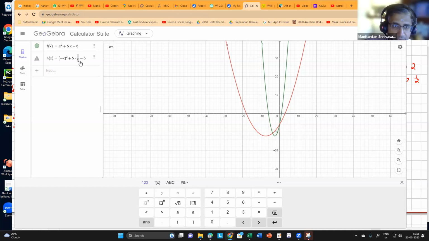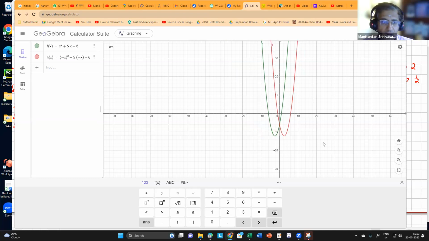Every x is going to get replaced with minus x. That's what I know. And therefore, that's exactly what I'll do. Every x is getting replaced with minus x. And then the 6 is this, right? So this is a reflection along the horizontal direction. What is right has come to the left. What is left has gone to the right. It's a reflection about the y-axis. Horizontal reflection is about the y-axis. Vertical reflection is about the x-axis.